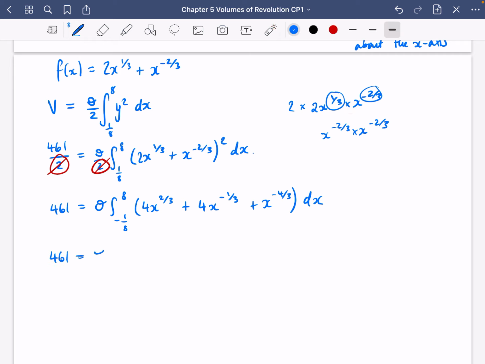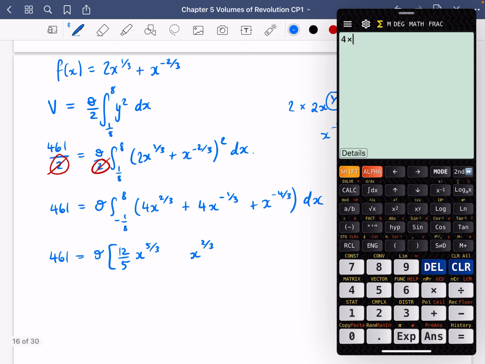So 461 equals theta. I'm now going to go into the expansion. I'm going to increase this power to 5 over 3, and then I'm going to do 4 times 3 over 5, and 4 times 3 over 5 is 12 over 5. I'm going to increase this power to 2 over 3, and multiply by 3 over 2, and 4 times 3 over 2 is just 6. So it's plus 6x to the 2/3.